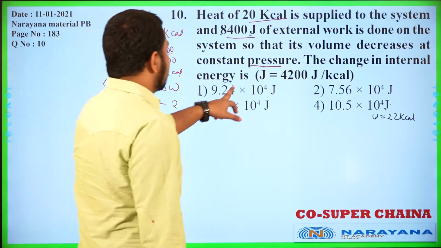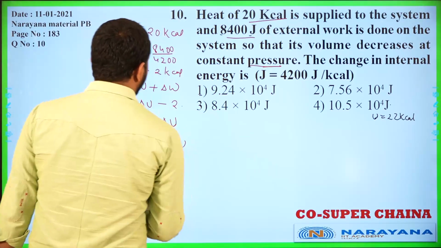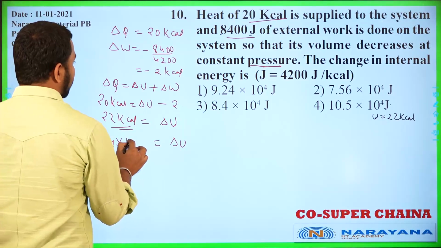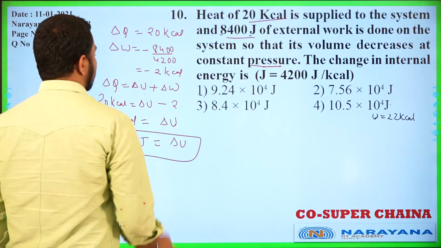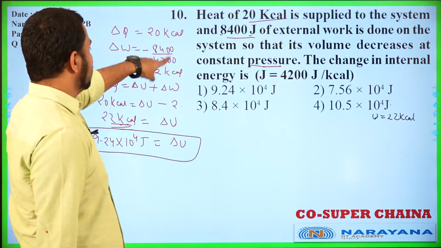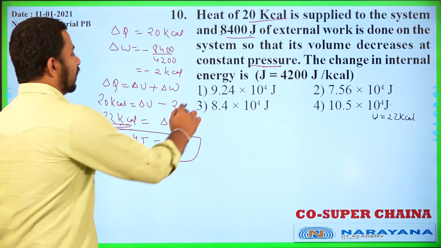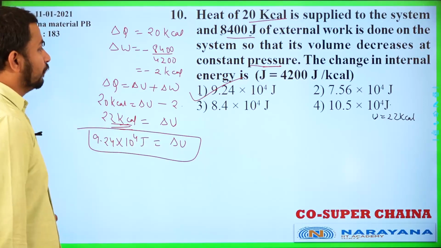Now the answer is required in joule, so you will convert this delta U into joule. If you convert it, we get 9.24 into 10 to the power 4 joule. This was in kilocalorie, so we convert it back, and this will be the answer: 9.24 into 10 to the power 4 joule.